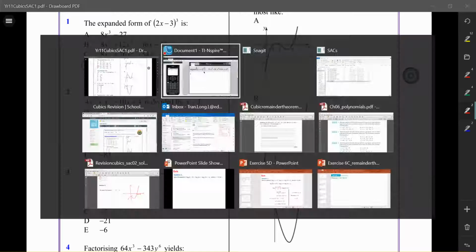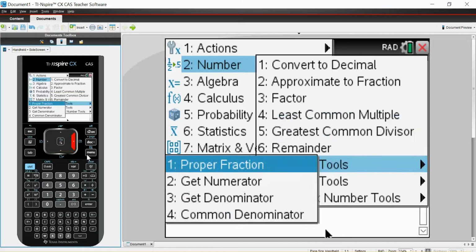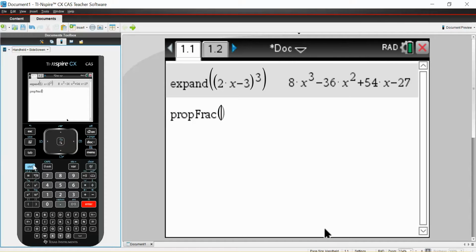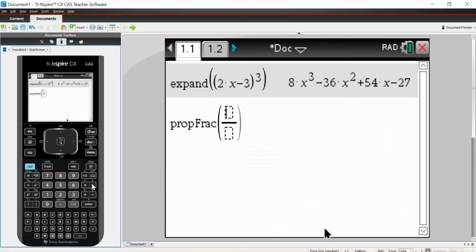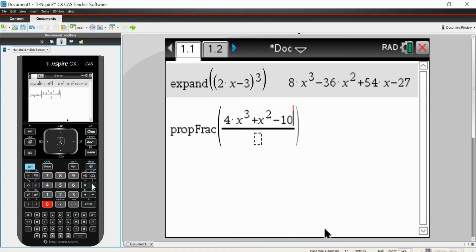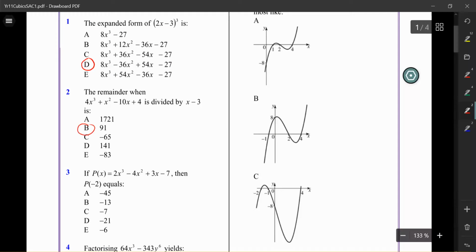Anyway. If you were to do the remainder on the calculator, remember you can go to number, fraction tools, proper fraction. I'll do control divide to get my fraction, and we've got 4x cubed plus x squared minus 10 times x plus 4, over x minus 3. And you can see that because you're dividing by x minus 3, the remainder is 91. So I already know the remainder is 91, and voila.